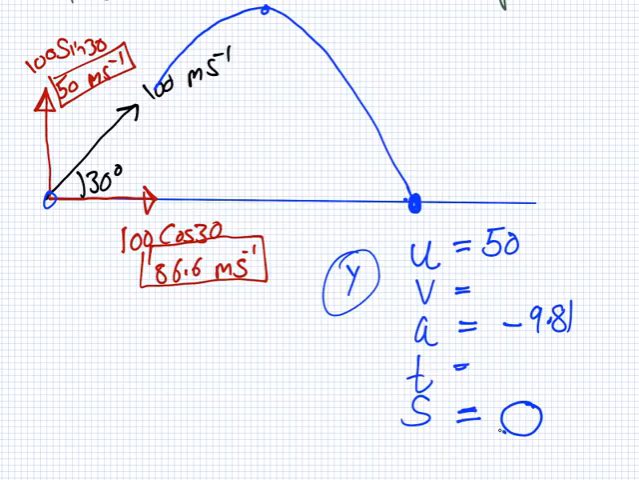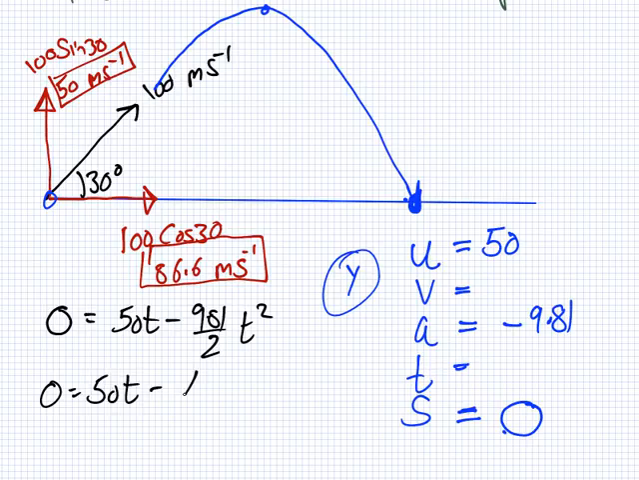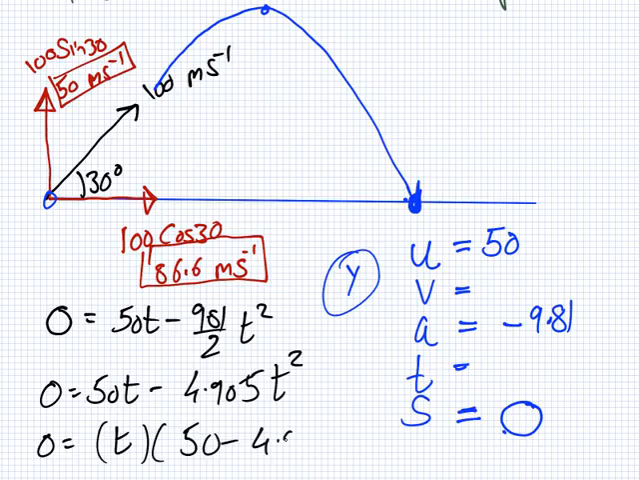Can you understand why S is zero? Because at the end, vertically, it's back at the ground. So its displacement is zero. Okay, so what formula will give me T here? S equals UT plus a half AT squared. 0 equals 50T minus 4.905 T squared. 0 equals T times (50 minus 4.905 T). So you have two answers here.